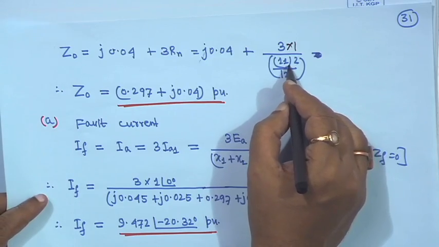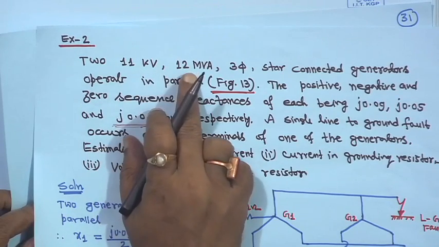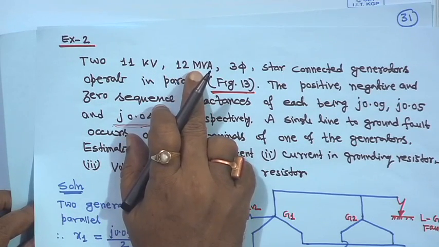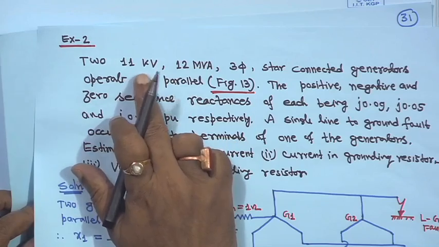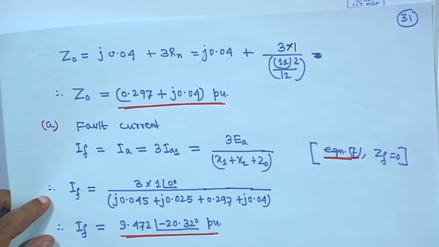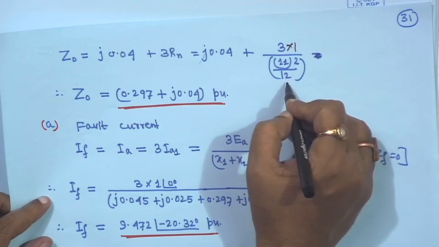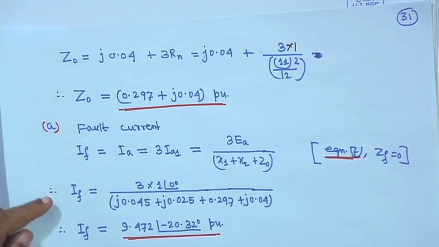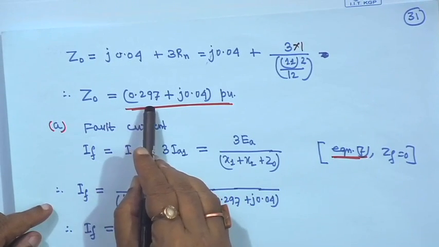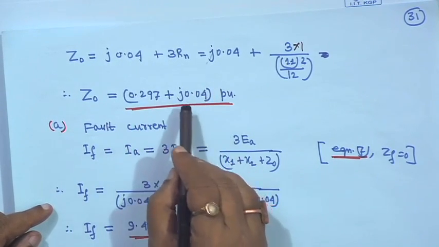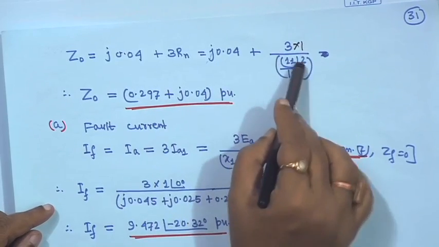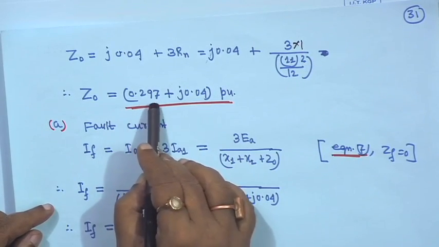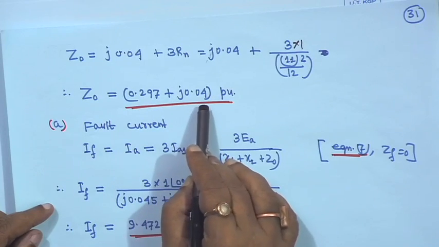Base impedance: the generator terminal voltage is 11 kV and the generator rating is 12 MVA. So, this is your 11 kV base and the MVA base is 12. So, 3 into 1 divided by 11 square by 12. When you convert it to per unit, Z0 is equal to 0.297 plus j0.04 per unit.